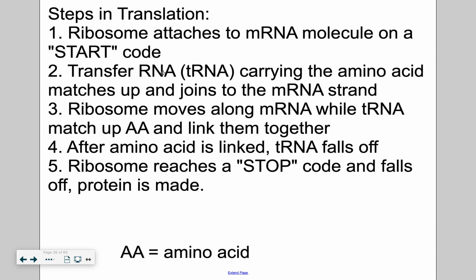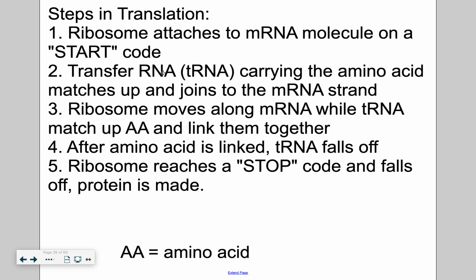So the steps in translation are a little bit more complicated. Number 1, our ribosome is going to attach to that mRNA molecule, and it attaches on a start code. All proteins start with AUG, okay? They just do. So we're just going to call it a start code. And then it's going to start to read each codon. As it's reading a codon, a transfer RNA or tRNA carrying that amino acid is going to match up and join to that mRNA molecule.